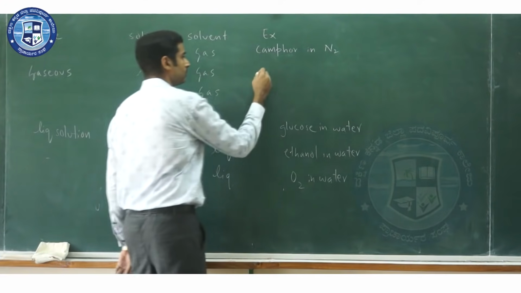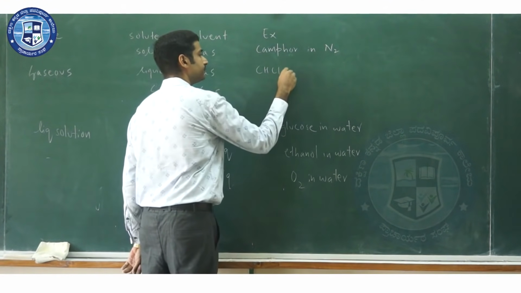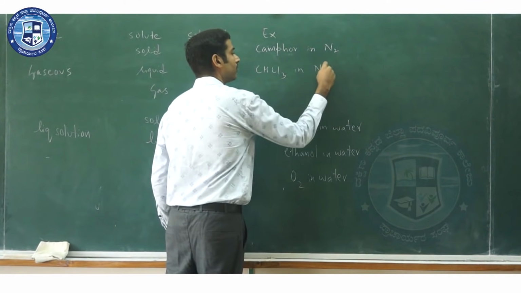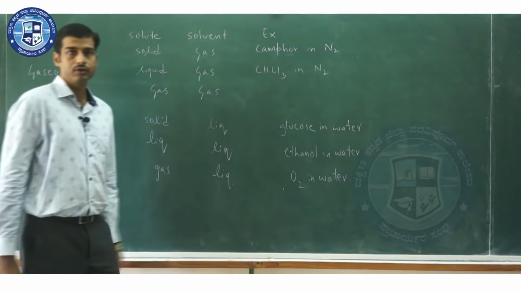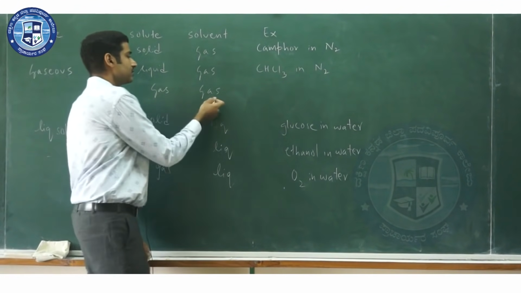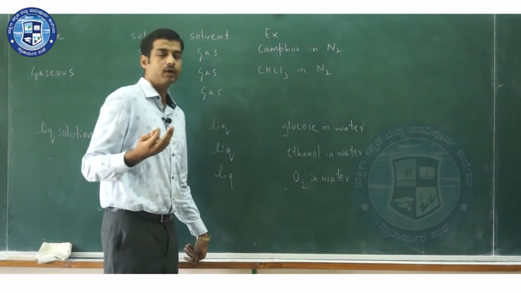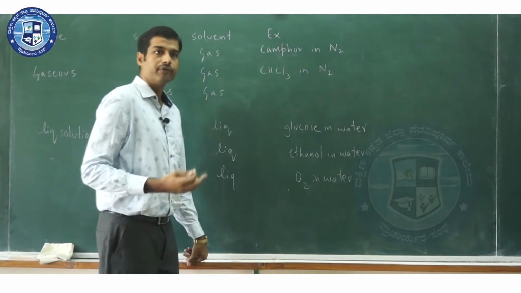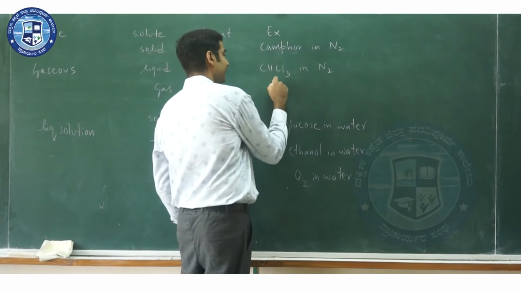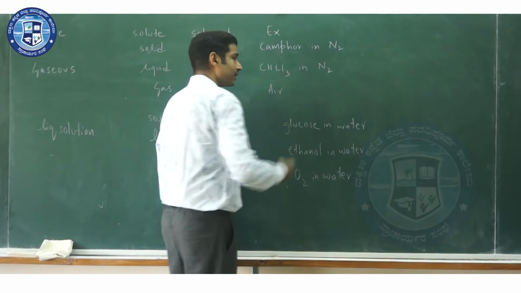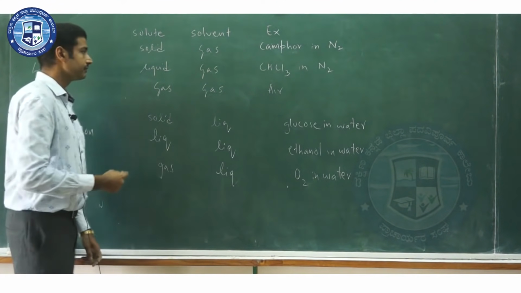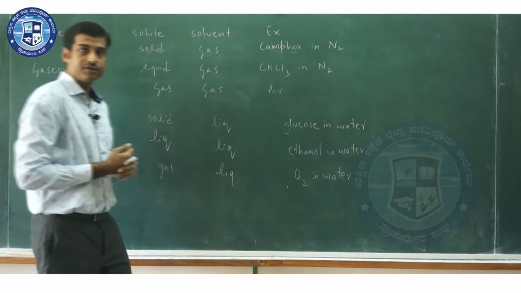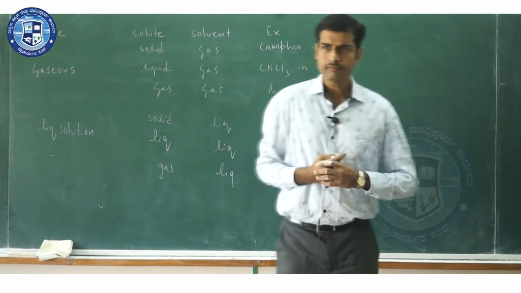Liquid in a gas: chloroform is a volatile liquid. It will dissolve in nitrogen and form a gaseous solution. A gas dissolved in a gas: I have nitrogen, oxygen and other components dissolved uniformly in air. Hence, air might be classified under the third category, a gas dissolved in a gas, which is a gaseous solution.